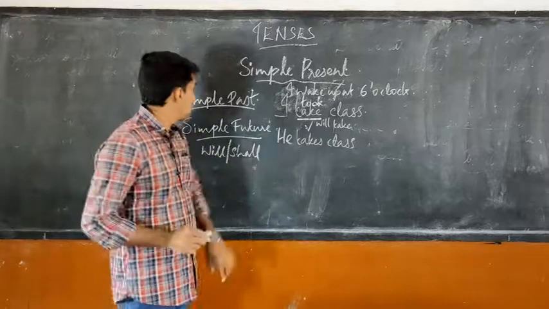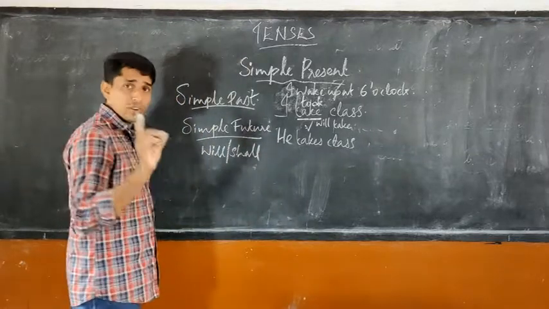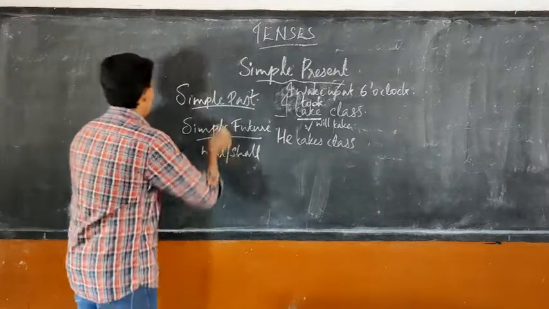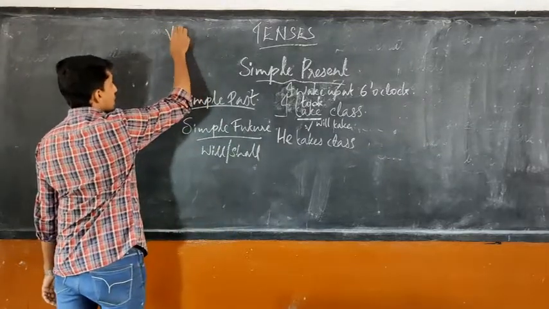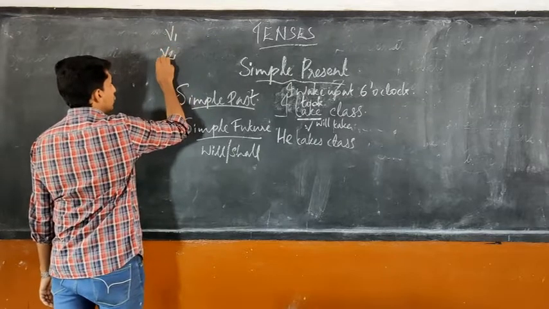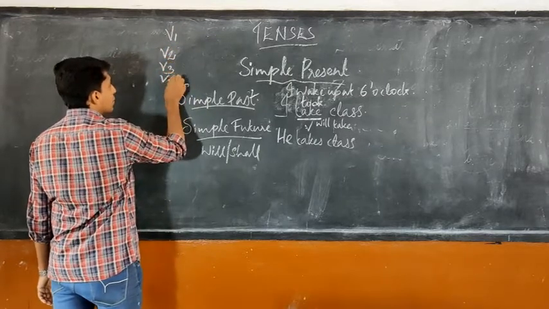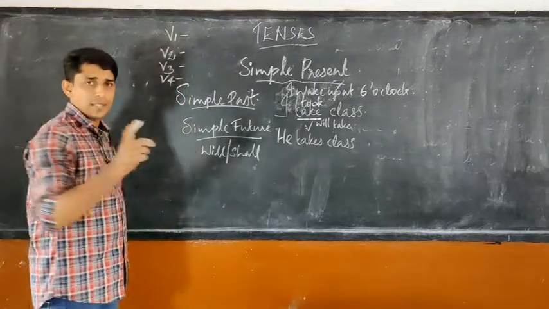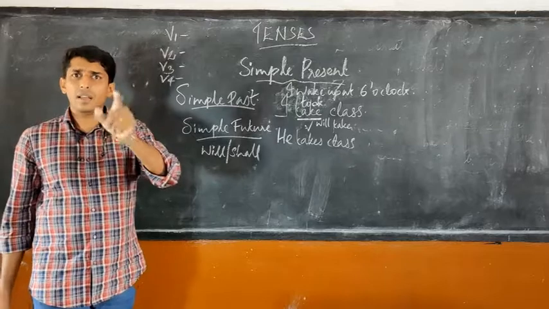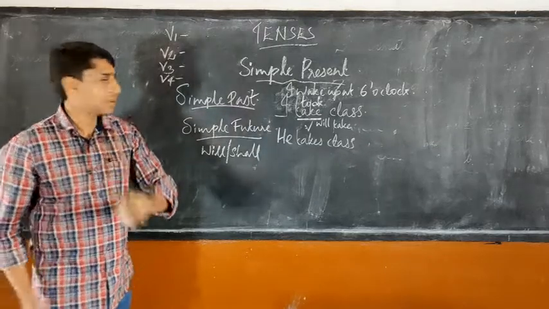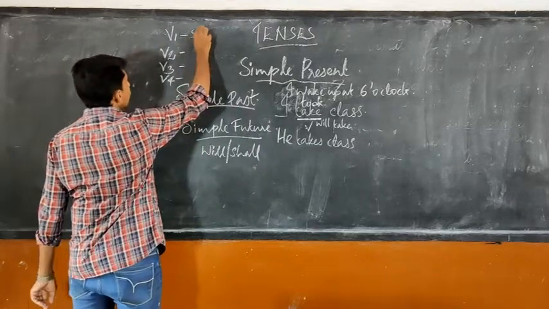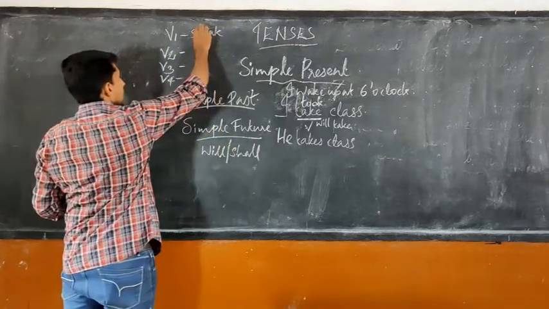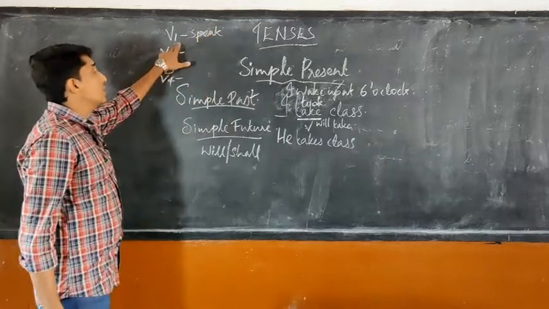Okay, so every verb we have learned has four forms. That you must keep in mind first. Every verb has four forms. We call them V1, V2, V3 and V4. This should be there in your mind. For example, we will take a verb, speak, S-P-E-A-K. This is V1.